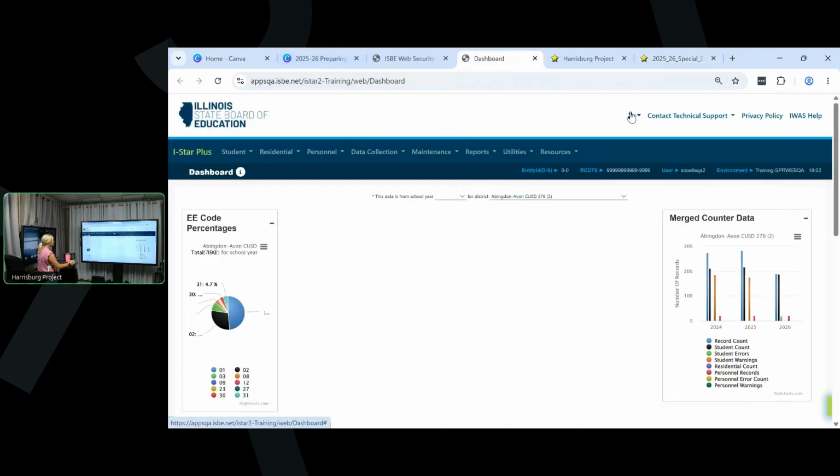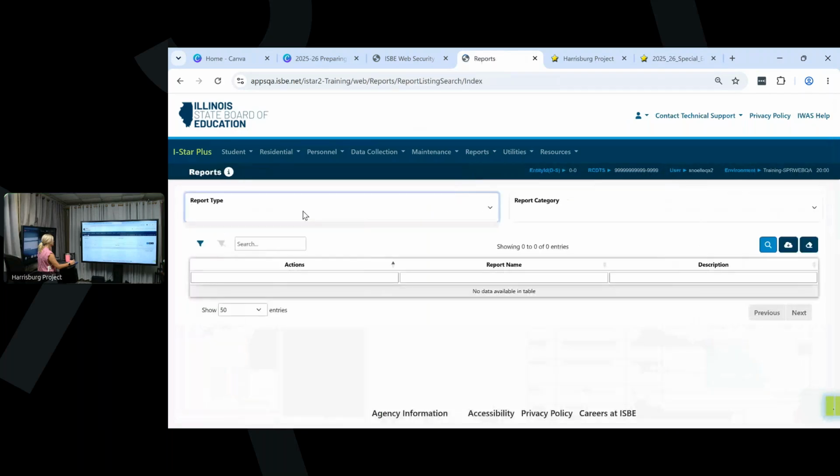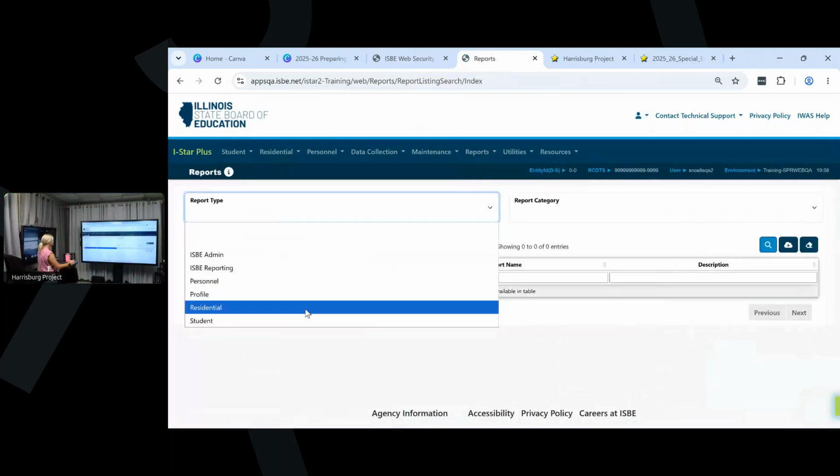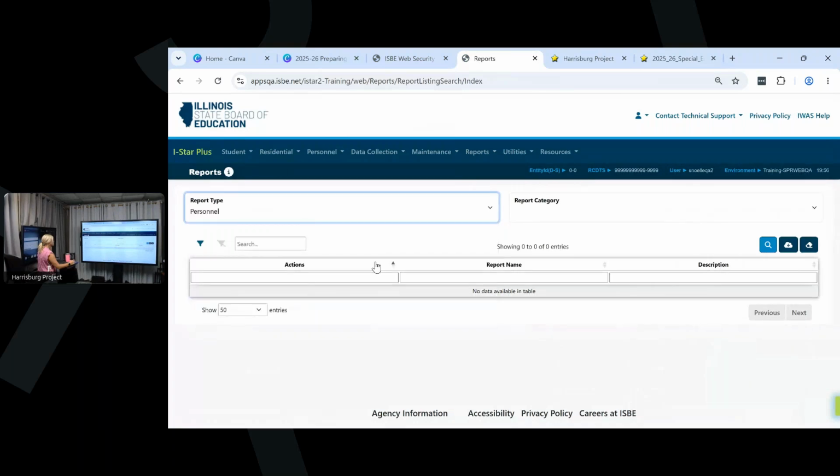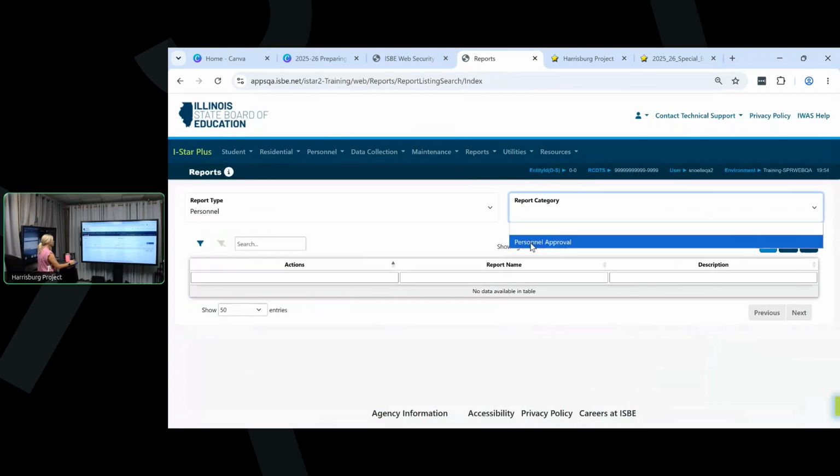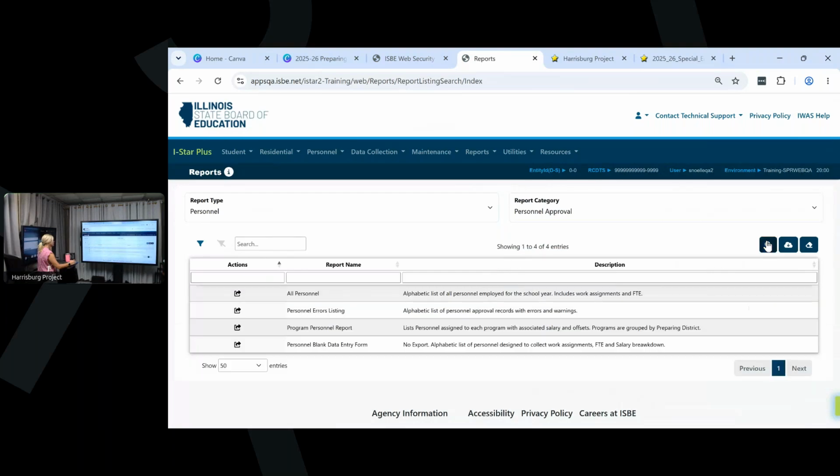And then for the report, you're going to go to your reports. Of course, your type was going to be personnel. We only have one category, approvals. Your personnel errors listing is the second option.